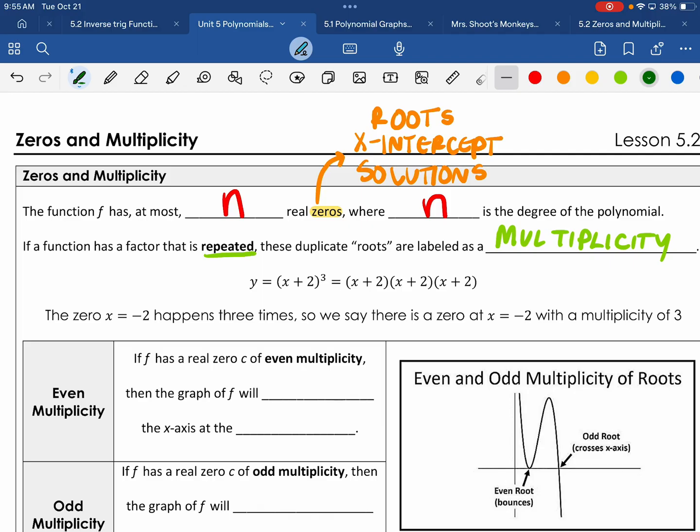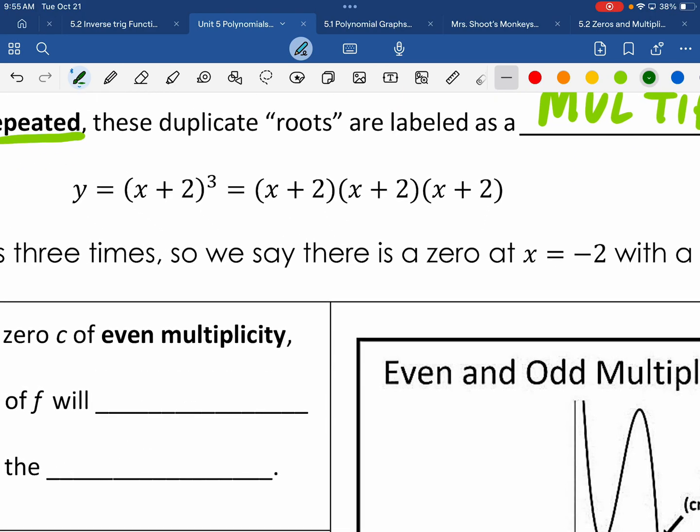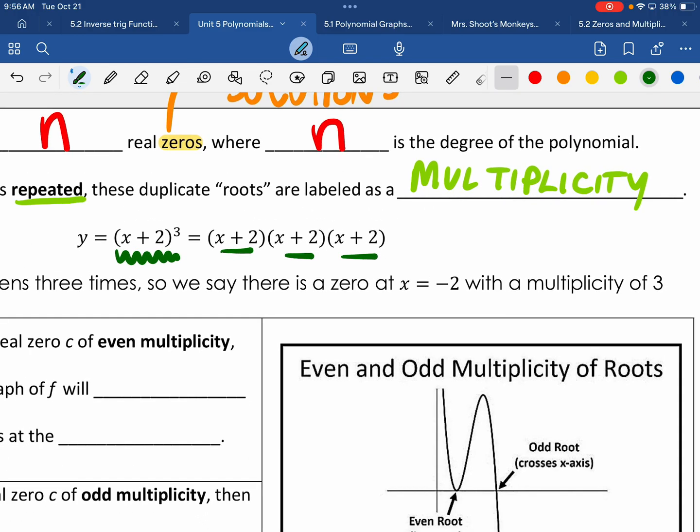All right, so for example, down here, if I have this expression here, x plus 2 cubed. This cubed means that x plus 2 is happening 3 times. 1, 2, 3. Is the answer going to change, though, for these 3 times? No, it's still going to be negative 2. So what we say is we say it has a 0 of negative 2 with a multiplicity of 3. So if you see that word multiplicity, that means that 0 is just happening more than once. It's got to do with the exponent.